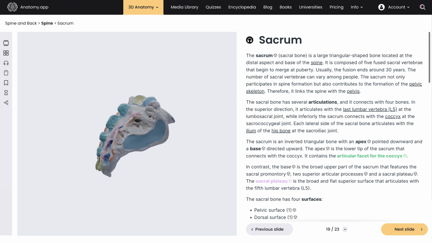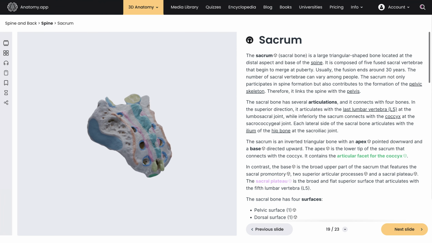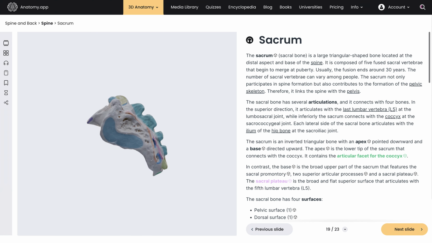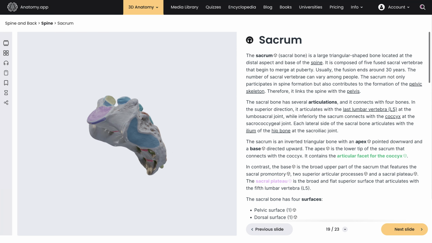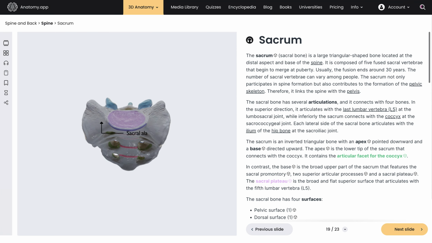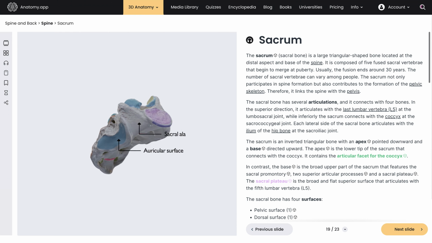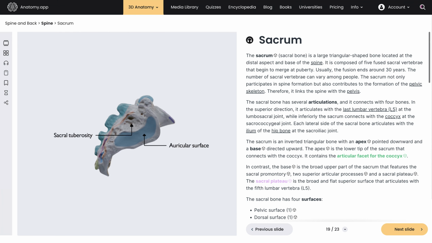The lateral surfaces, also known as lateral parts or masses, are two lateral aspects of the sacrum. Each lateral part has the following landmarks: sacral ala, auricular surface, and a sacral tuberosity.